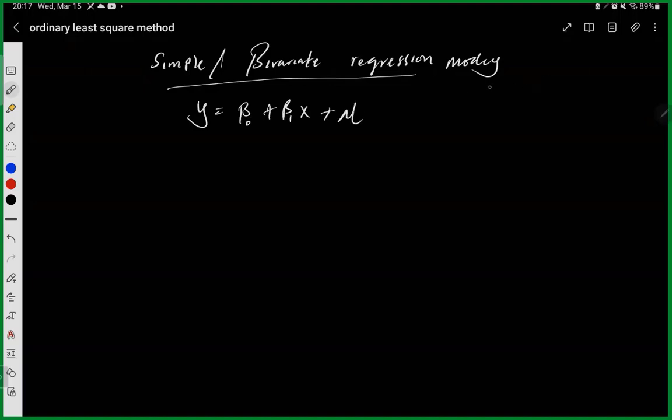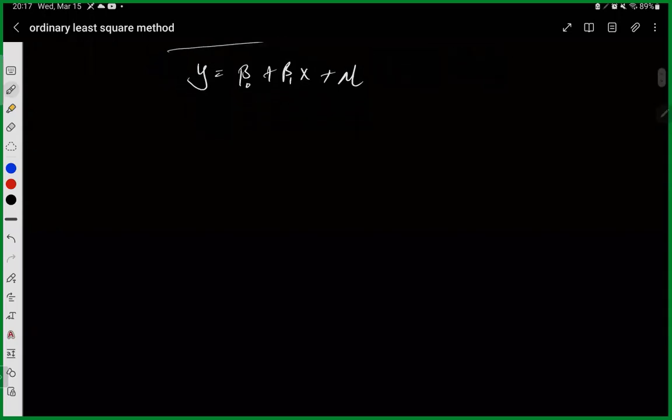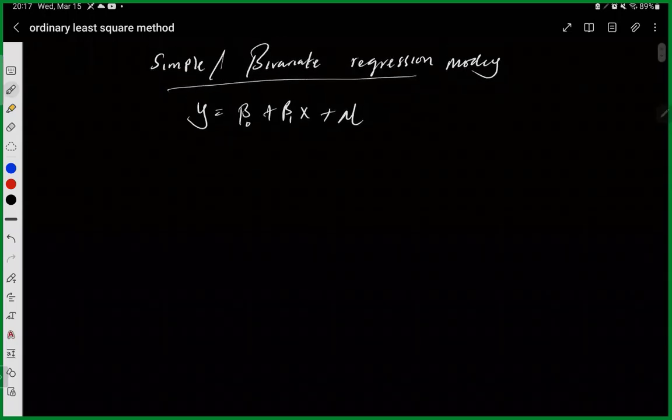Why are we calling it a bivariate? Because there are only two variables, one dependent and one independent. Now we talked about the components of this model, and one of the things we're interested in is the parameters beta naught and beta 1. These two are important in a simple regression model.